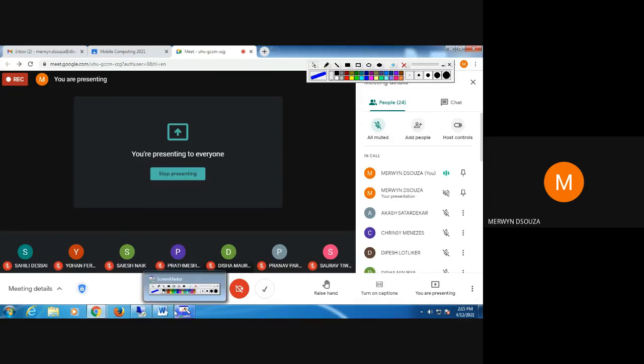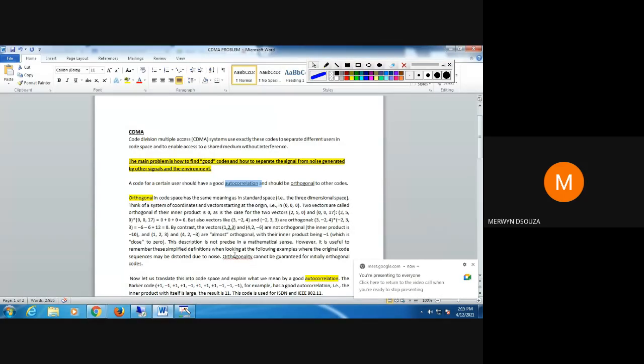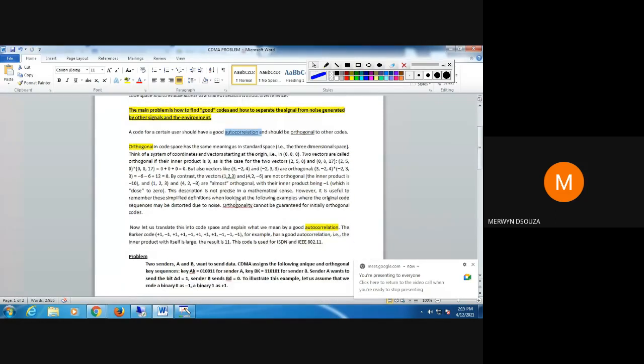Okay, so I was just telling you all that a good code in CDMA should have two properties. It should be orthogonal and it should have good autocorrelation. Let's look at both of these properties, what they mean. Orthogonal, I mentioned this briefly when I was teaching you. If you don't remember, when you are having a CDMA code, orthogonal means that whenever you find the vector product of the two codes between two stations, their product should be 0.